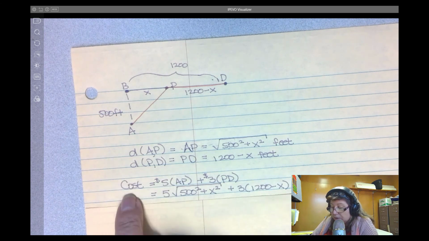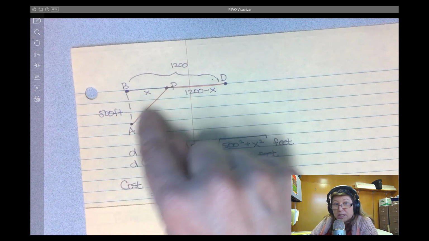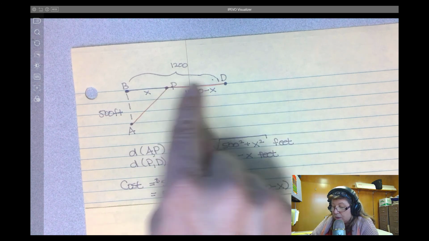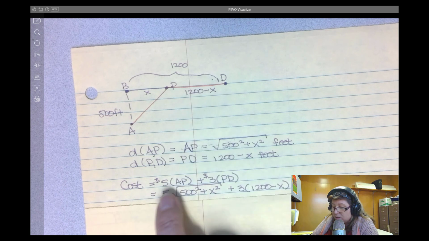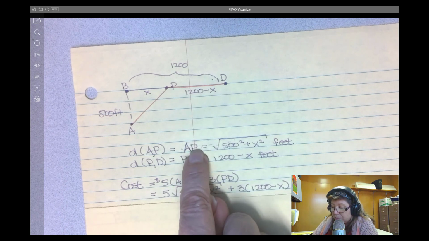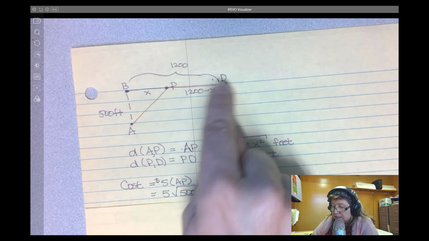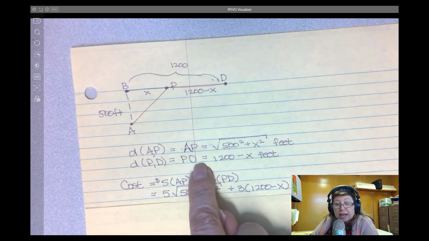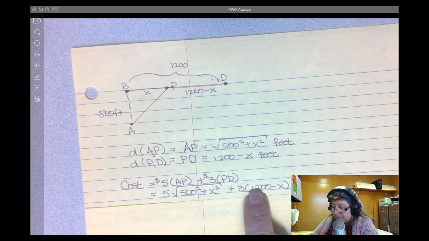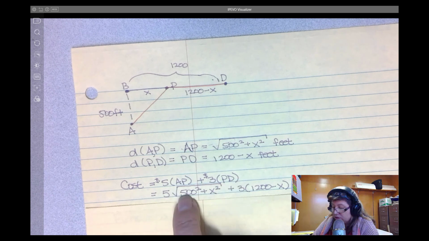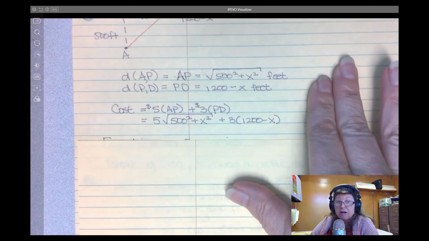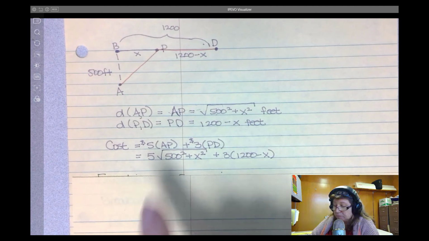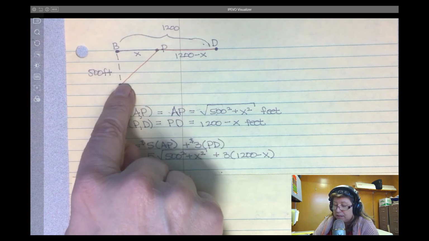The cost is going to be 5 times the distance underwater plus 3 times the distance over land. So it's going to be 5 times the underwater portion, A to P, plus 3 times the P to D portion. Now I'm going to replace AP and PD with what I have for them. So 5 times the square root of 500 squared plus x squared plus 3 times 1200 minus x. And that's our equation. Now, given minimally AP has to be 500 feet.